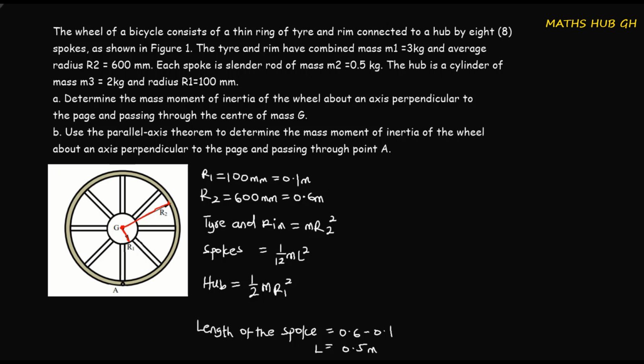So from here, let's calculate the mass moment of inertia for each one of them. So I'm going to consider the tie and then the rim combined first. So they have a combined mass m1. Okay, so let me do this. I r, which is for the rim, and then the tie. So the mass, which is m1, is 3 kilogram. Okay, so that'll be 3 kilogram times r2 squared, and that's given to be 0.6. So we're going to have times 0.6 squared.